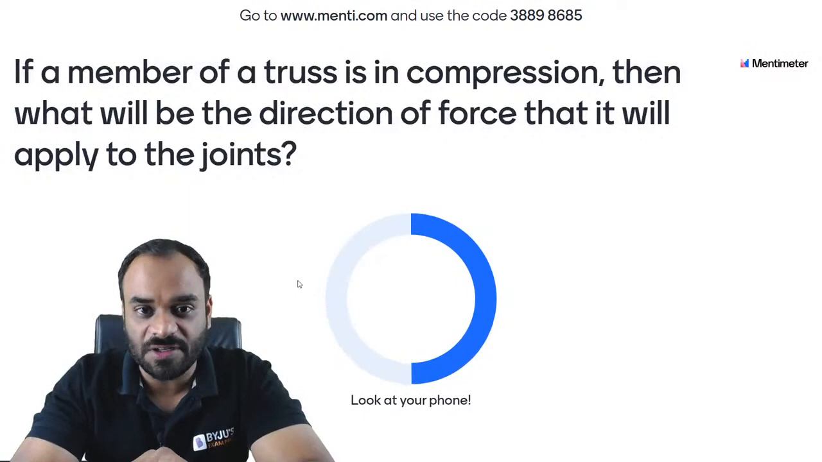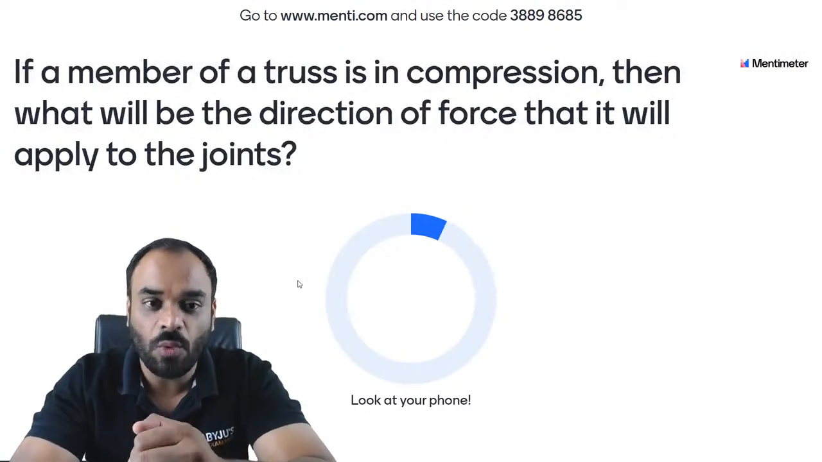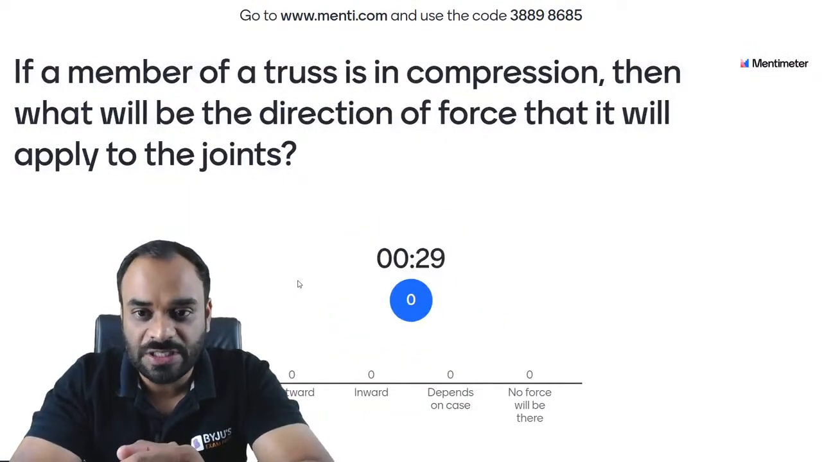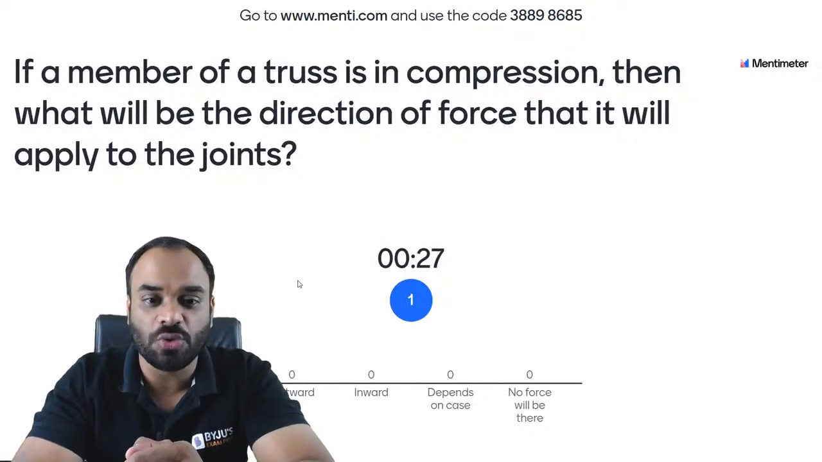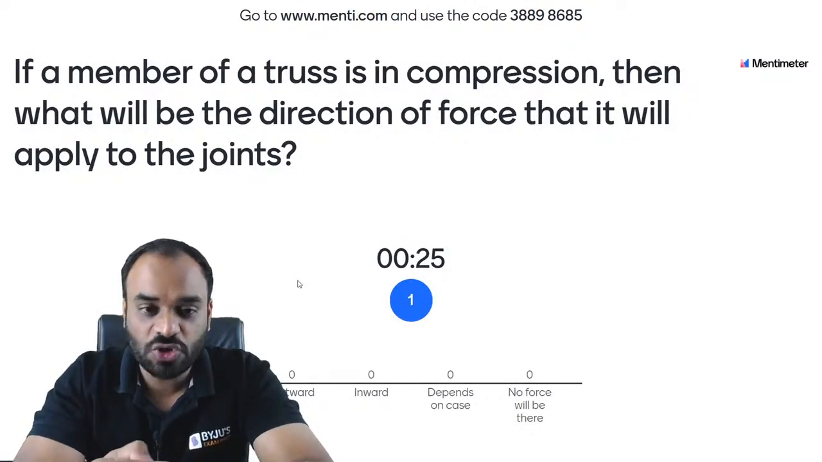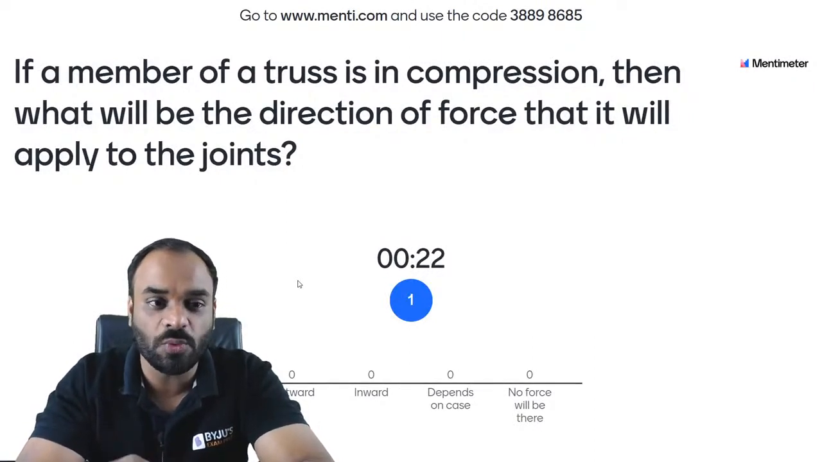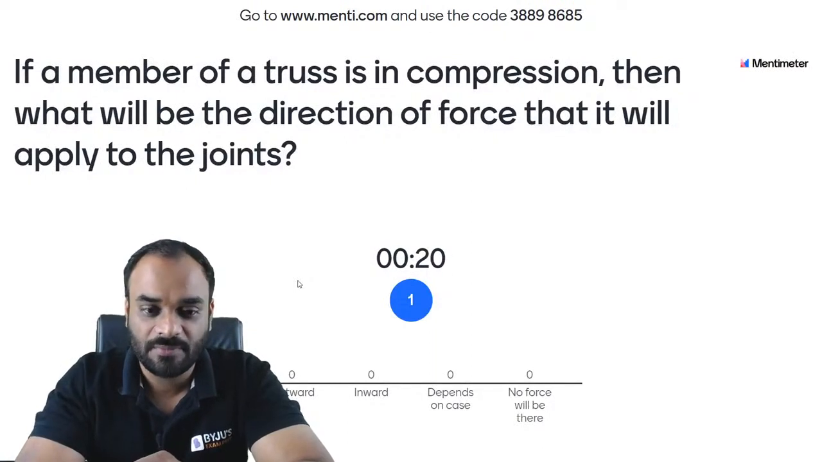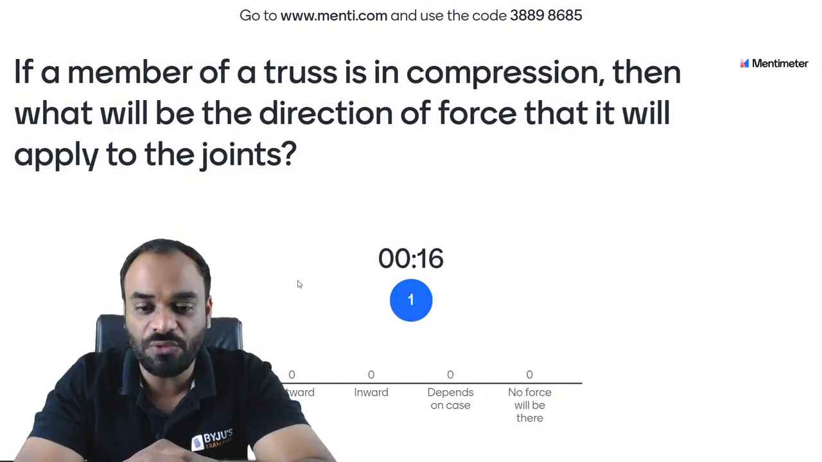If a member of a truss is in compression, then what will be the direction of force that it will apply to the joints? What should be the direction of force that it will apply to the joint? Outward, inward, depends on case, no force will be there.